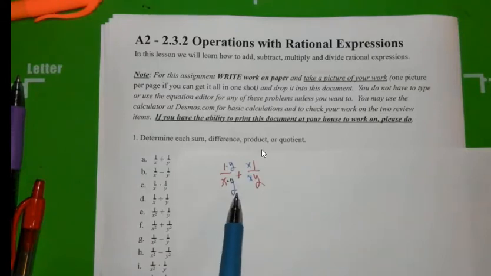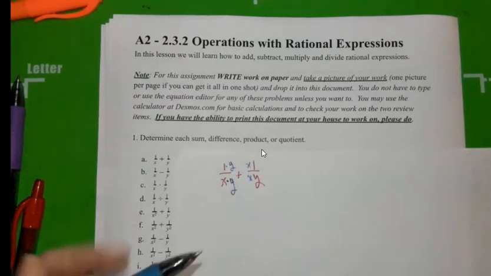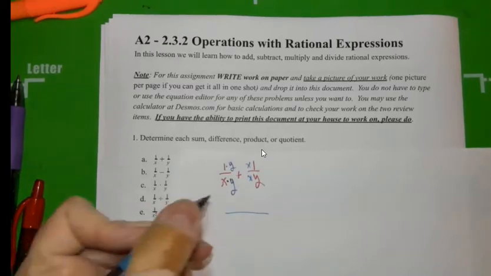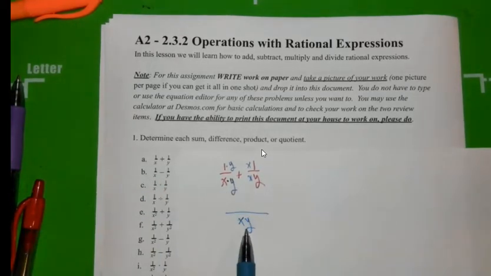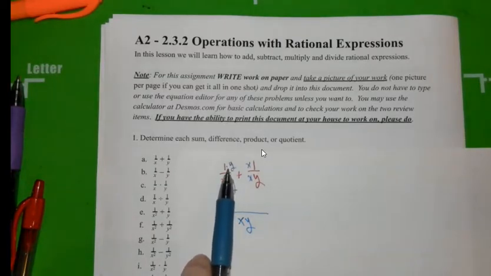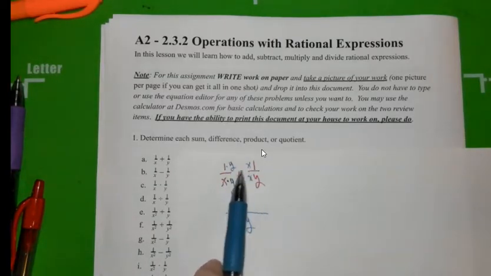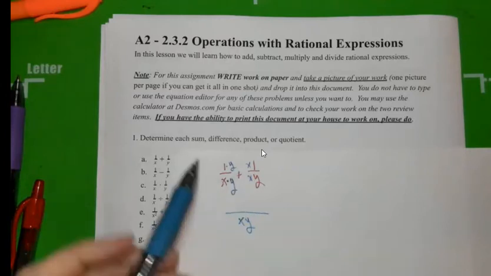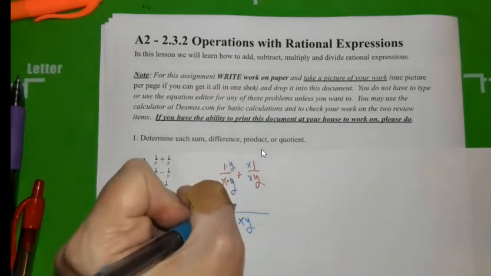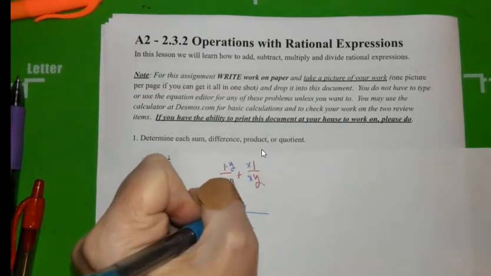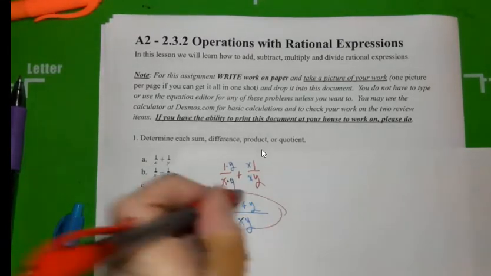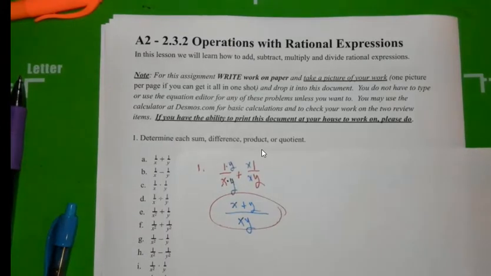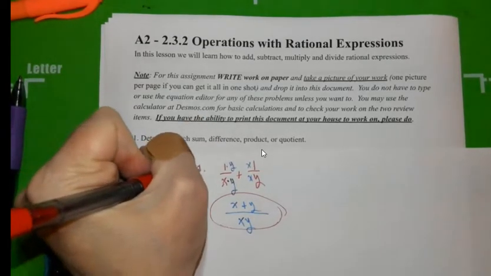Next, you'll notice the denominators are the same. So you're going to write xy for your one denominator. And then your numerators are 1y plus 1x. Generally, they'll put those in order and say 1x plus 1y. So I'll just put x plus y. And this is the answer to question number 1. All right, or excuse me, that's 1a, so let's put an a there.